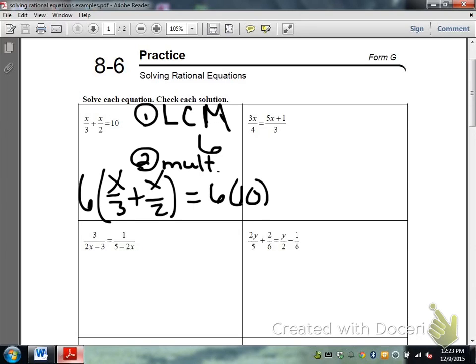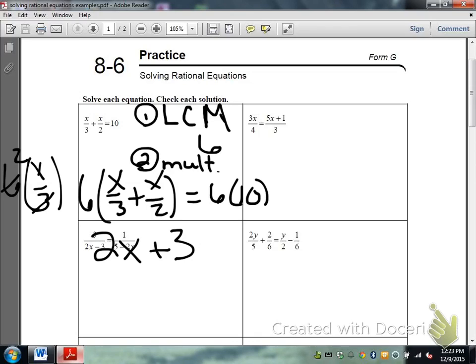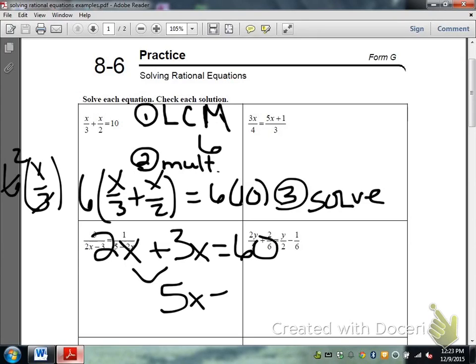Meanwhile, back to our work. 6 times x over 3. Again, what is it? I've heard 6x over 3, but it needs to be simplified. 2x. What about 6 times x over 2? What is 6 times x over 2? Good. 6 times 10. Solve. Correct. We can combine these like terms because they're both x's.